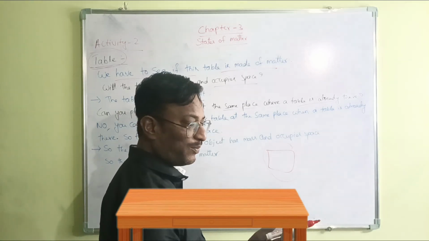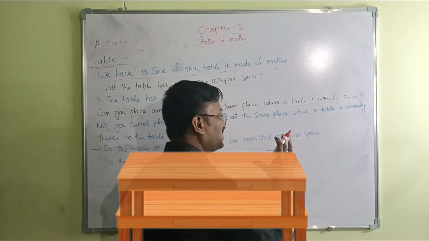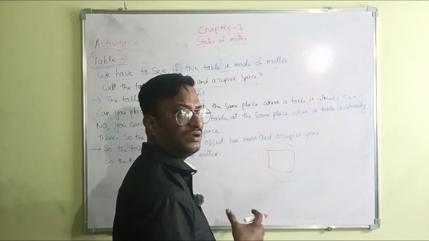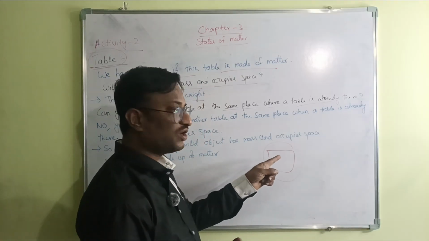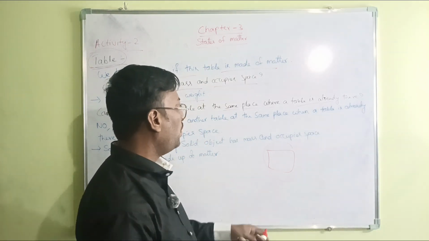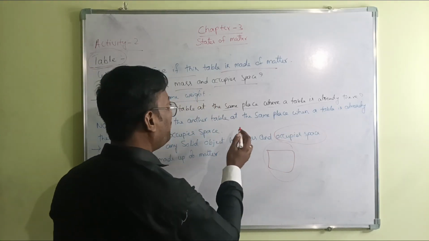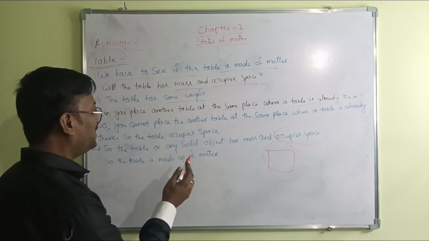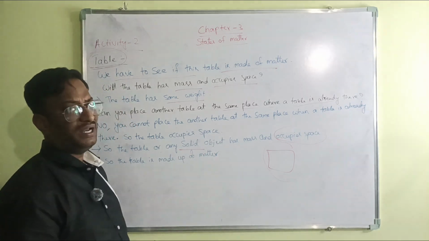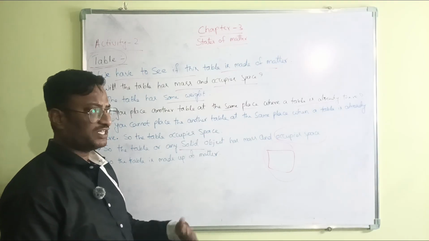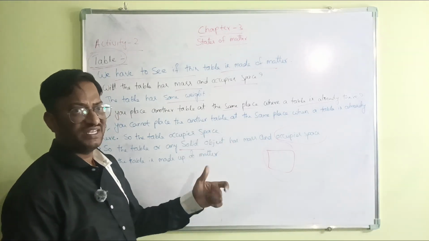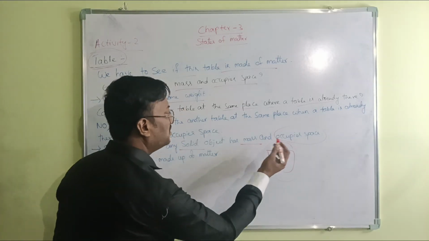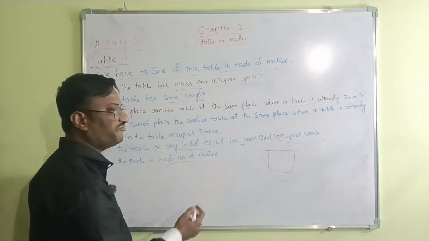What am I going to do? I am going to place one more table on this table so that it fits exactly. Is it possible? No, because the first table has already occupied the space. So it has occupied space and it has some mass. From this we can conclude that the table, or any solid, not only a table, is a solid substance. Then in further classes we will learn what is solid, liquid and gas. We will define everything. Now just listen to the word solid. It is a solid object, it has mass and occupies space, so the table is made up of matter.